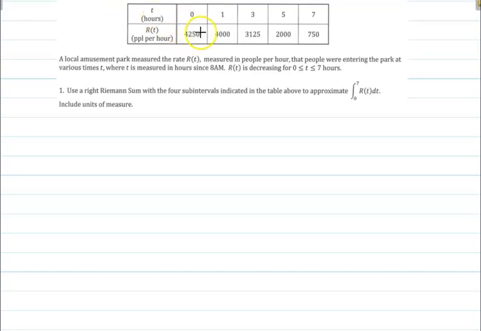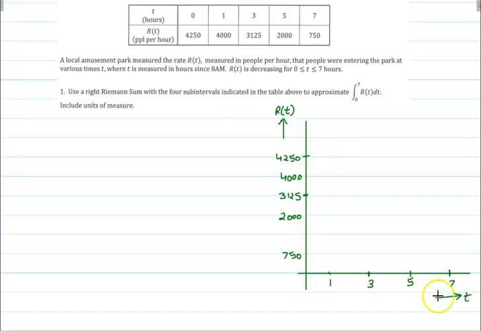In this problem, we are given the rate at which the number of people are entering a park over a certain interval of time, and we need to approximate the value of this integral using the right Riemann sum. So let us draw this curve using the given information. Time is taken along the x-axis and the number of people along the y-axis. So let us draw the points.